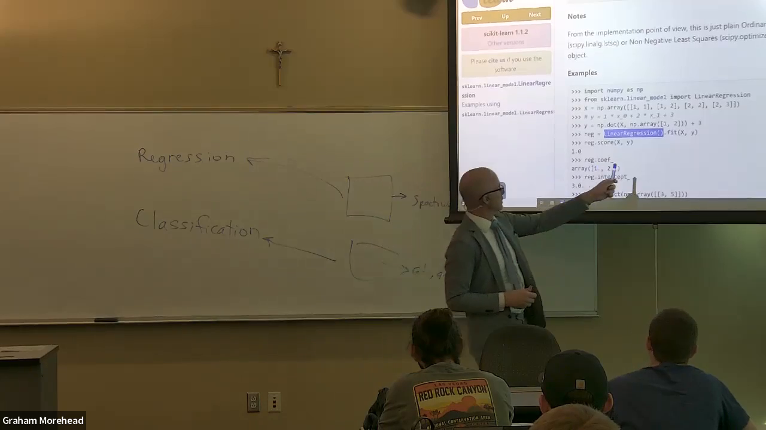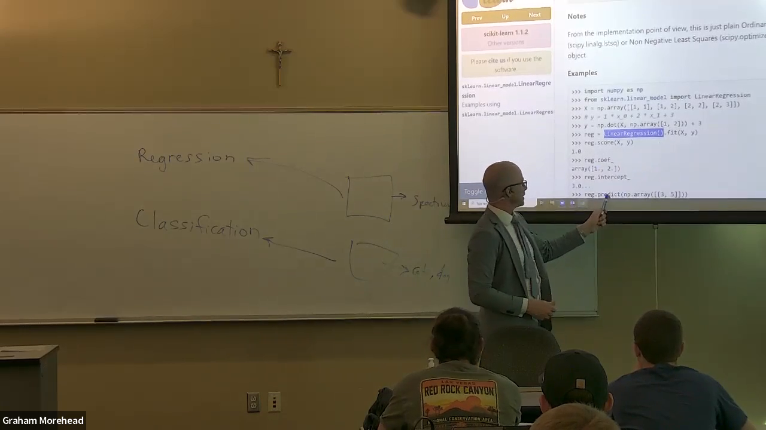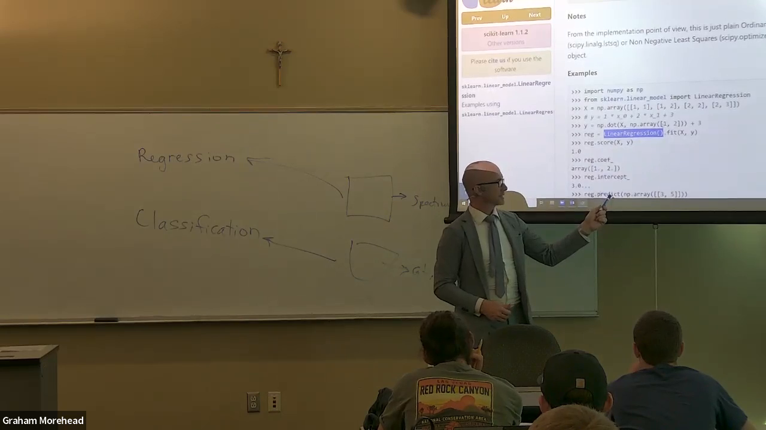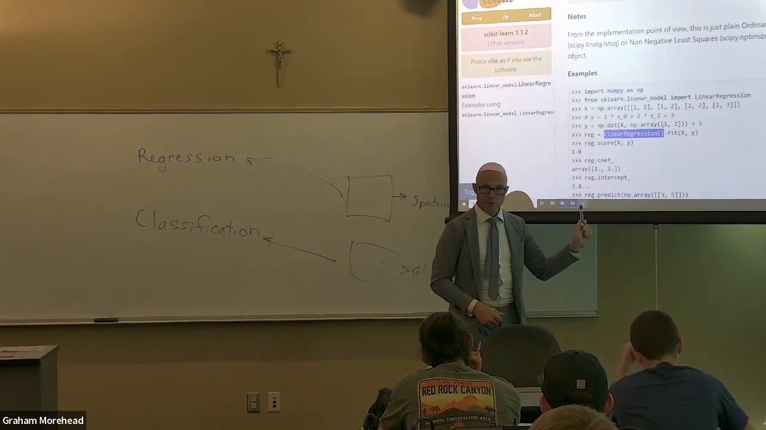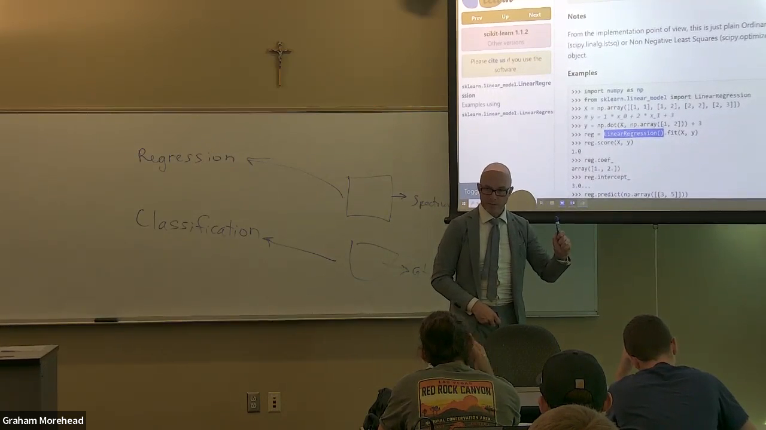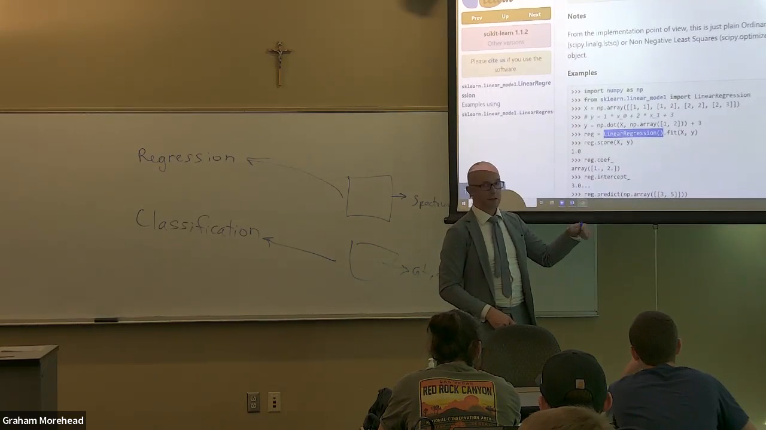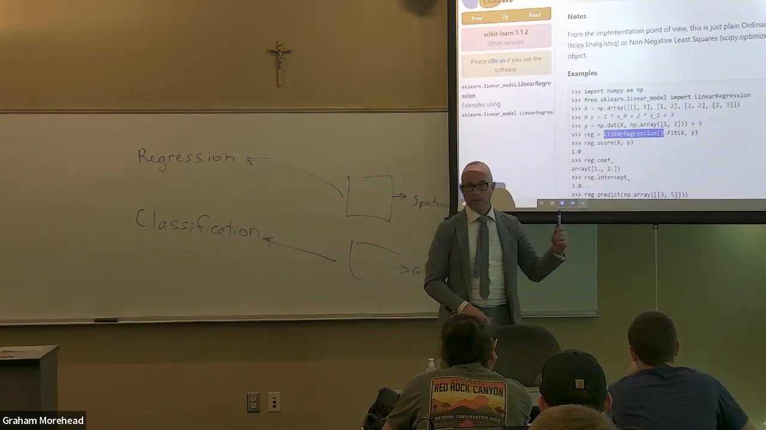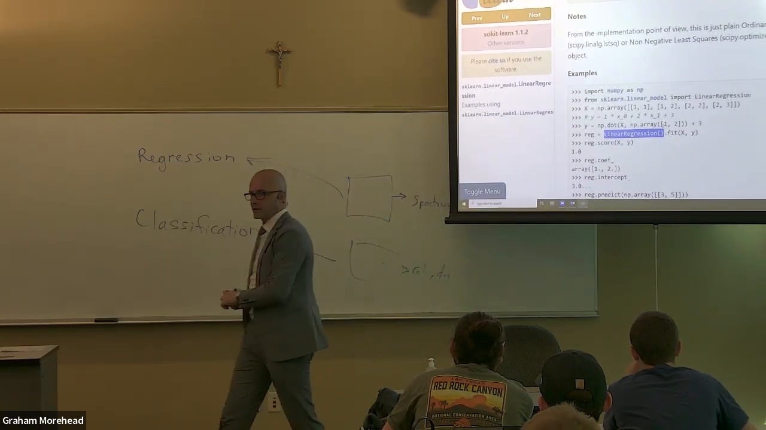So here is the fit. But down here is this predict method, and that's what you are using in your dumb predictor. Same thing here. Any questions?